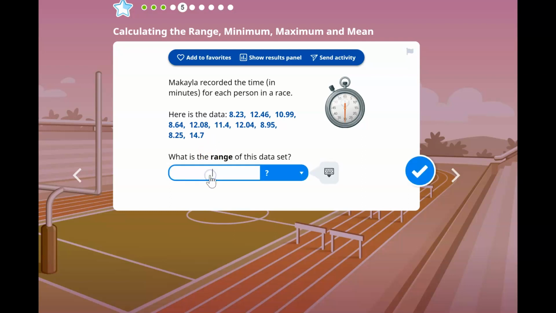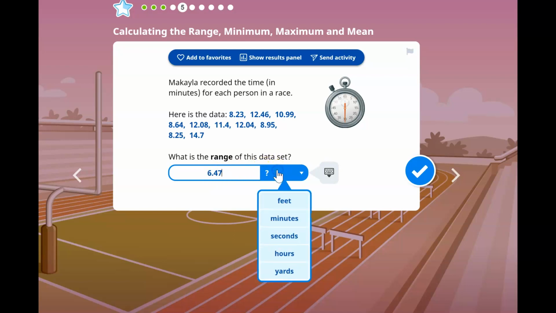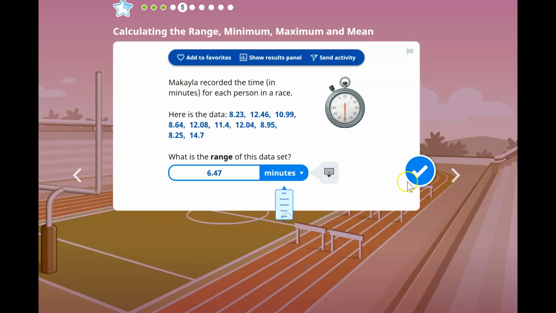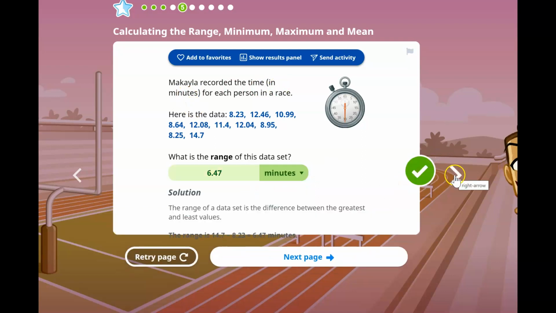And our range here is 6.47, and we're looking at it in minutes. It says Michaela recorded the time in minutes, so minutes, right? Making sure that you're getting your units correct.